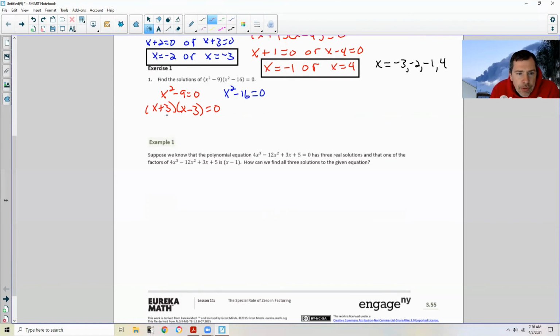All right, so now we have an a and a b equal to 0. So either a is 0 or b is. So we say x plus 3 equals 0 or x minus 3 equals 0. And subtracting 3, we get x equals -3 or x equals 3 when we add 3 over to the other side. So here are two of our solutions.